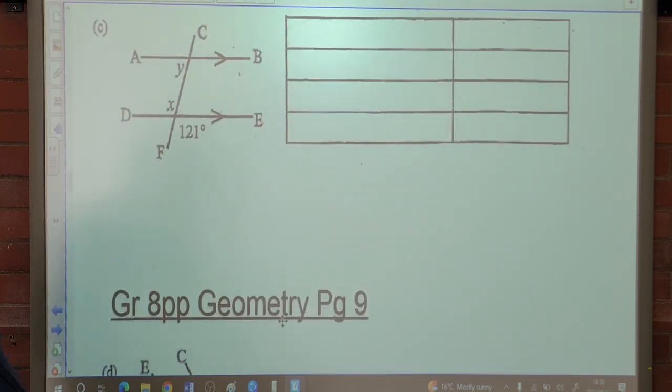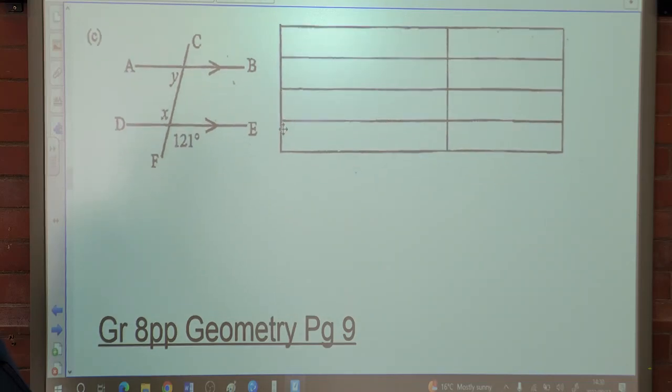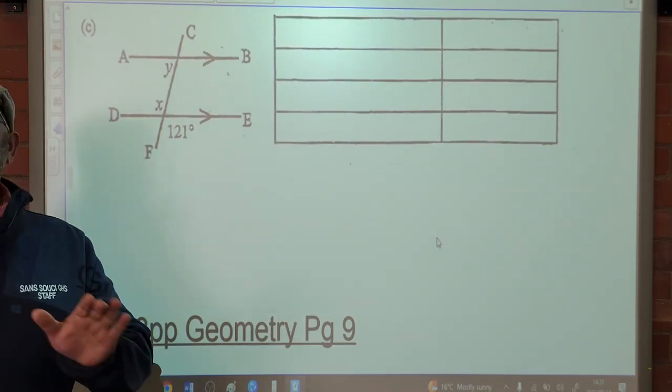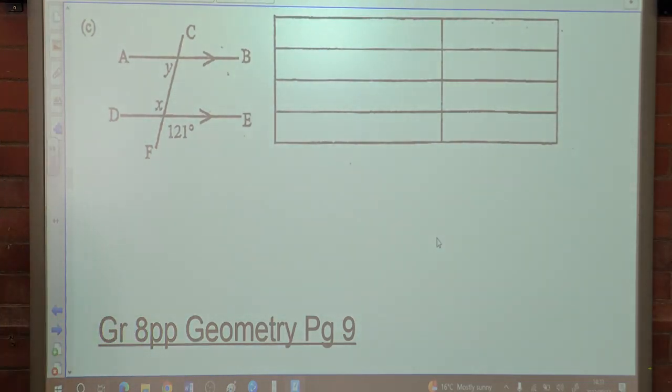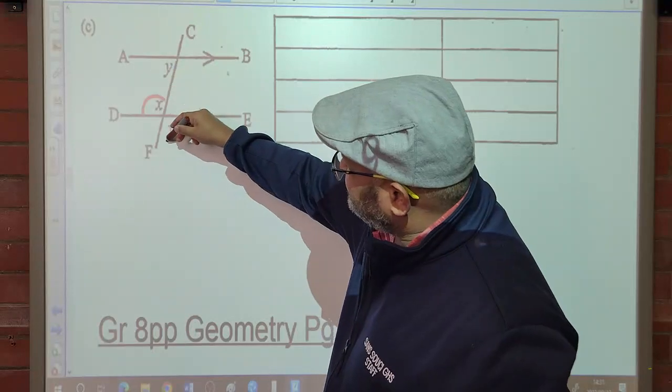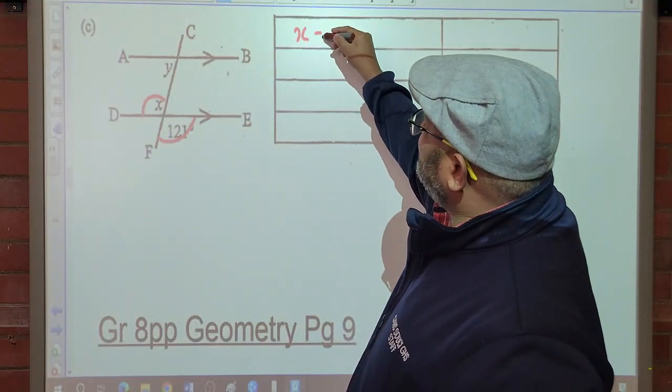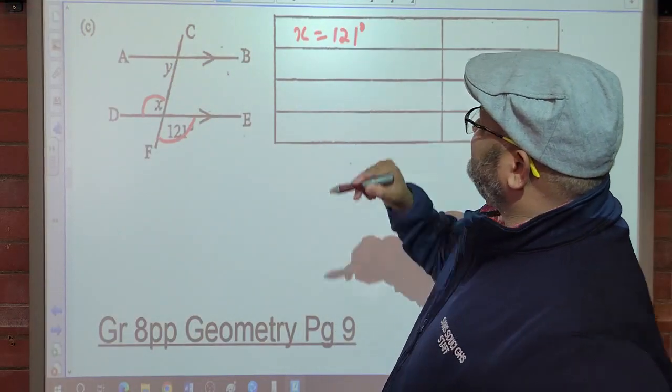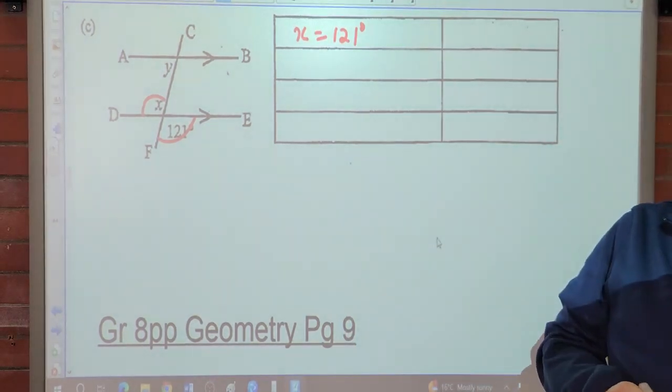Right. Let's look at C. What can be calculated first? Your x. Now how can you calculate the x? Vertically opposite. It's easy if we do it as a group, no?